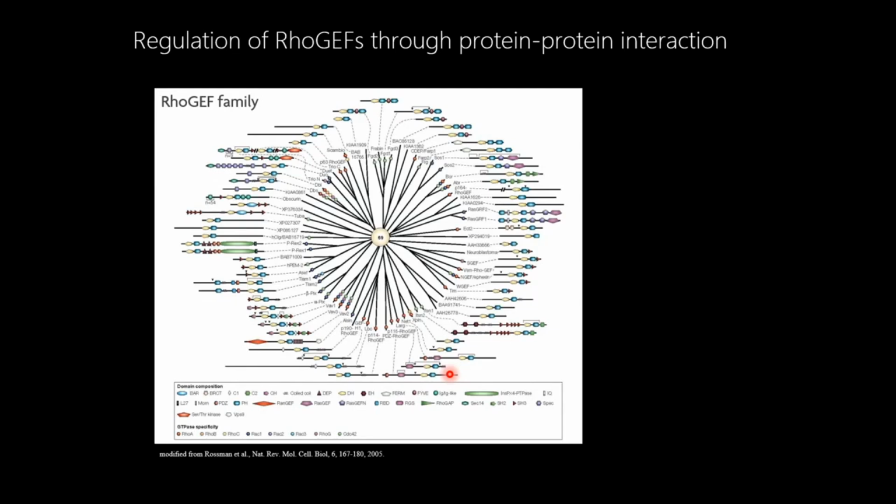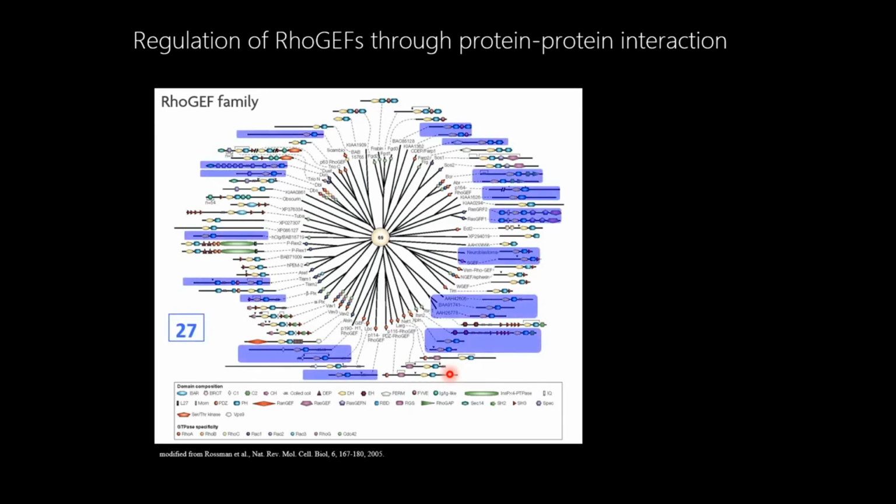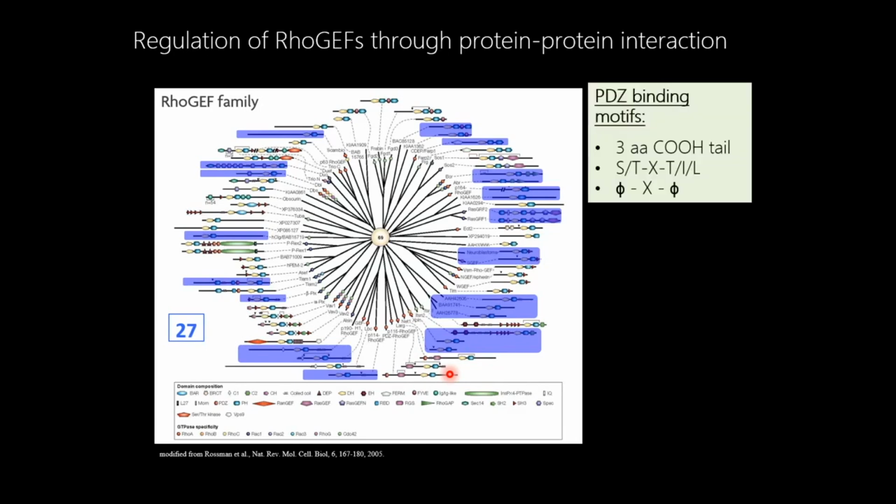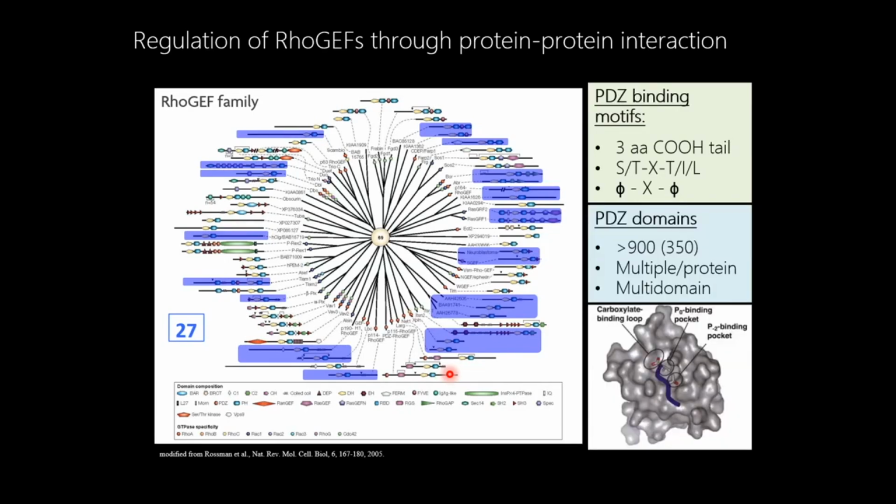But one thing that I found several years ago is that many of them have a similar characteristic. And this characteristic is at the C-terminal tail. They have a sequence called a PDZ binding motif. It's a sequence at the C-terminal tail that allows them to bind to a domain in other proteins called PDZ domains. And these PDZ domains are very abundant. They're encoded in more than 350 proteins, and they're usually represented more than once in a single protein.